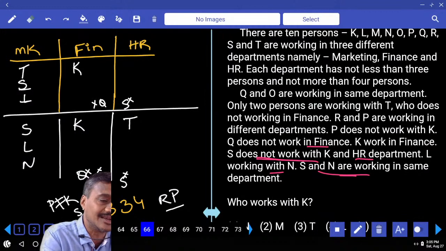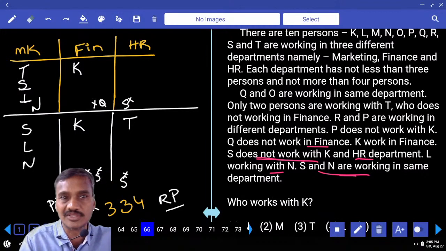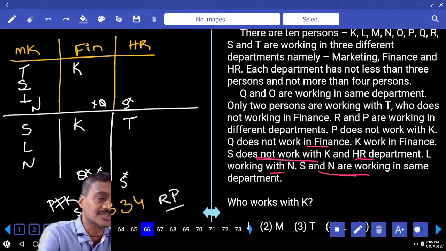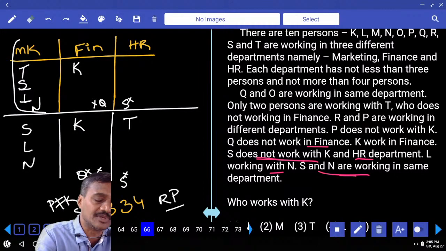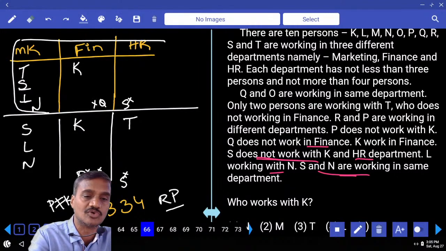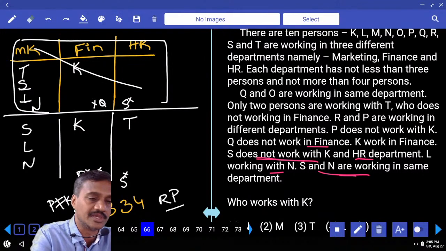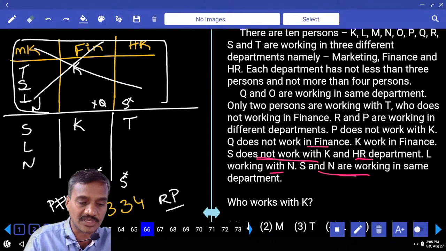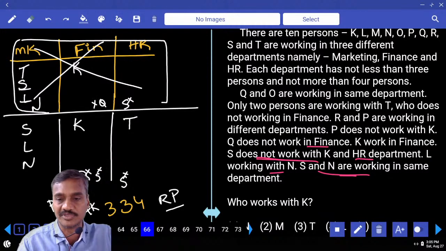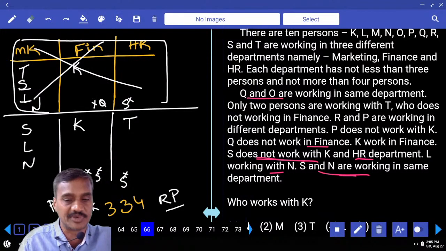Now here, L and N. Can we have L and N like this in the first one? No, because the department in which T is working, we need to have only 3 people. It is 4, hence this is ruled out. Hence S, L, N. Now K. Now earlier we have that information: Q and O are working in the same department.